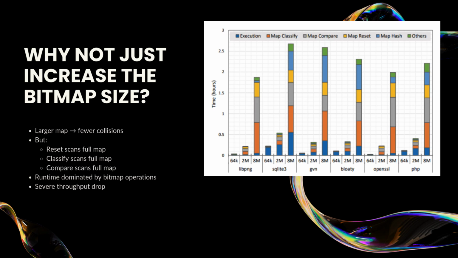So now we have a clear trade-off. Small maps are fast but inaccurate due to collisions. Large maps are accurate but extremely slow. This is the core tension that BigMap is designed to resolve. So the real question becomes, is the problem truly the map size, or is it how we operate on the map?